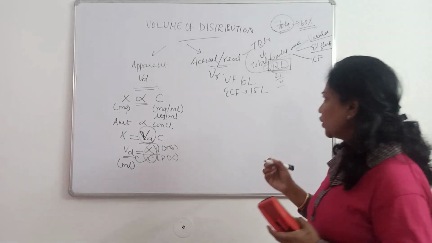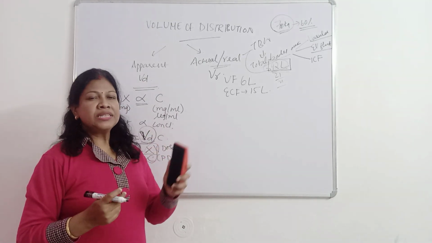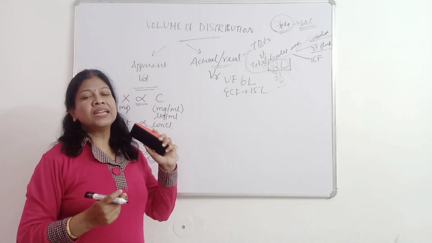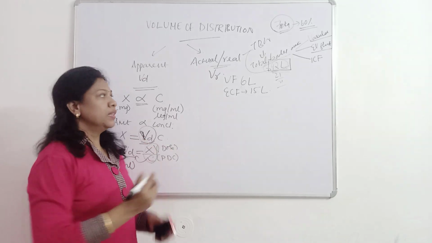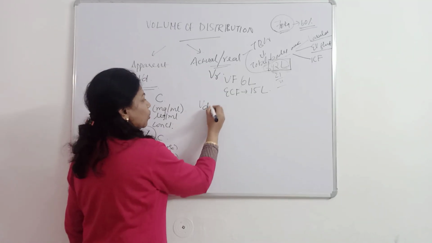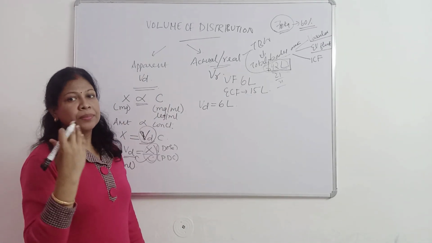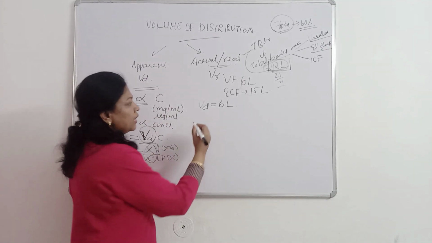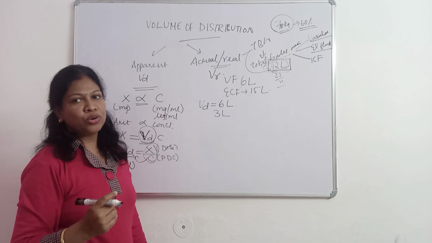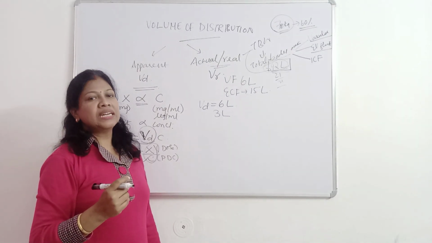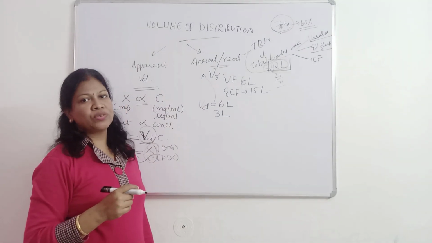How is it? If the drug does not permeate through the membrane and is accessible only throughout the blood, then the drug will have a volume of distribution of about 6 liters. If the drug can permeate through the cell membrane, but does not permeate through the RBCs, it will have a volume of distribution of about 3 liters, which is explained by this actual volume of distribution.